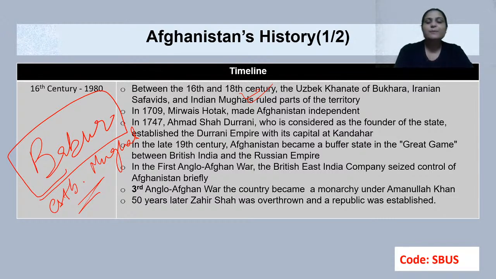And that was the time when the country, Afghanistan, actually became a monarchy under Amanullah Khan. Now this Amanullah Khan was a very forward-looking man. He introduced huge reforms in the country regarding the economy, regarding women's empowerment, regarding the empowerment of the social strata, which was very low in the country, and regarding trade.